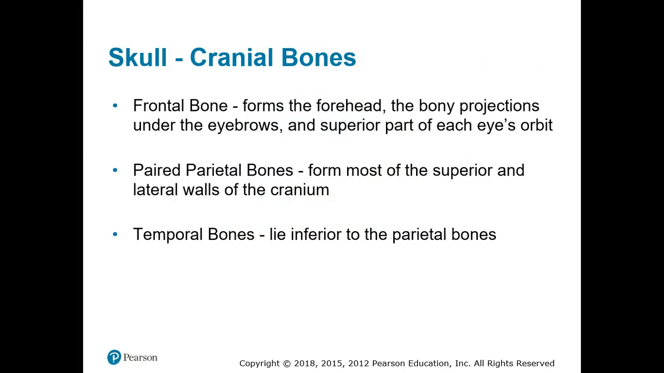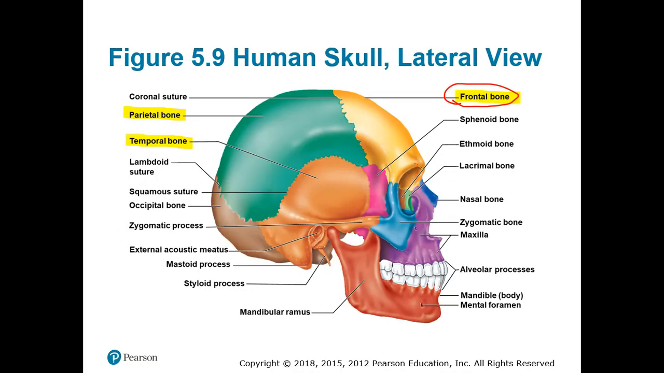The next one is your paired parietal bones. These are located on both sides of your head. They form the most superior and lateral parts. Remember, superior means the top, and lateral means the side walls of your cranium. If we look at our parietal bone here, it forms the most top parts, but also the top lateral or top sides of your skull. Up here, your parietal bone is illustrated with the color green. You have one on your right side, and another paired matching bone on the left side as well.